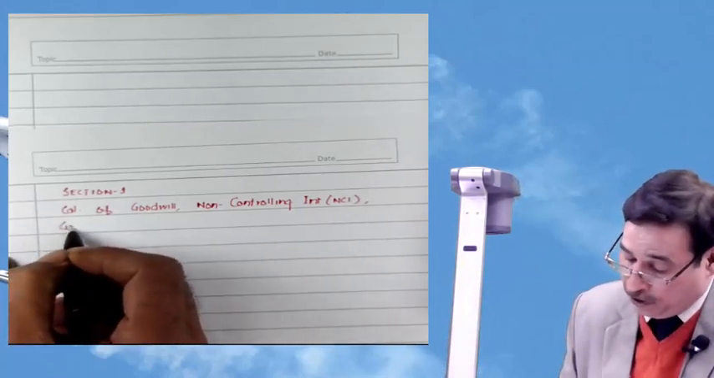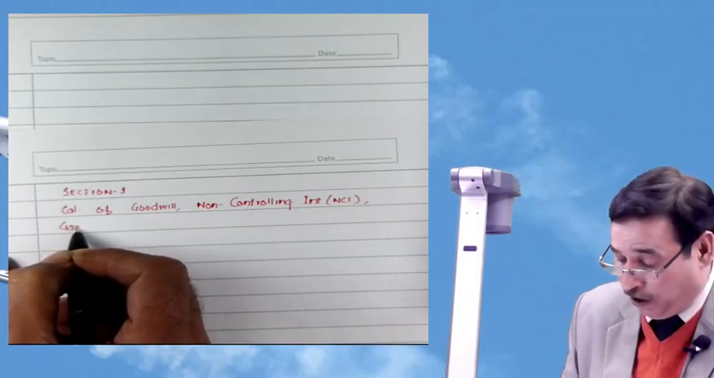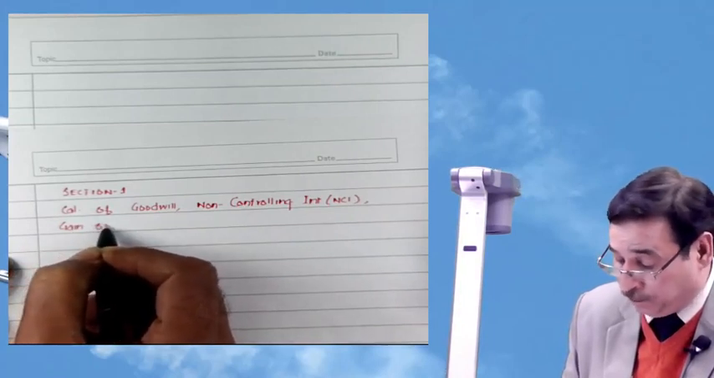Gain on bargain purchase is just the opposite of goodwill. Gain on bargain purchase.